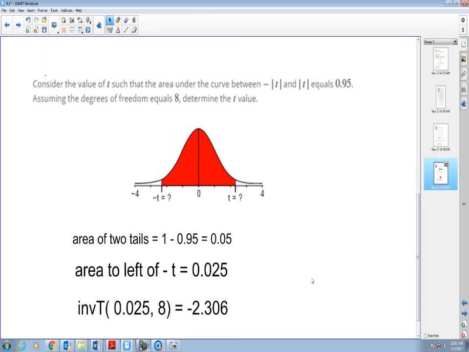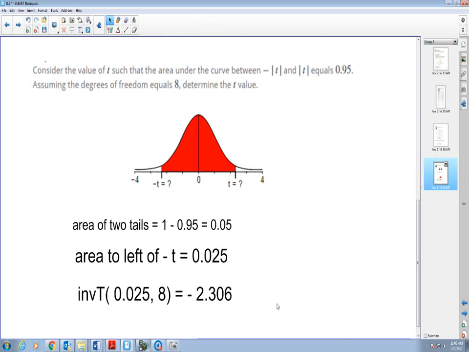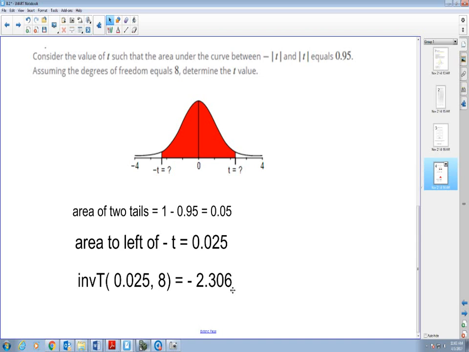Okay, so what is the actual t value? It's got to be 2.306. This one is negative because this is the one on the left. The other one is positive, 2.306. So what you type in for the homework is actually the positive one, okay? Because they put the t inside the absolute value. Got it. So they just want you to type in 2.306.